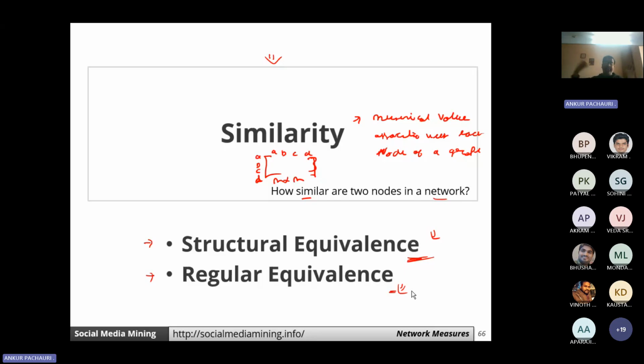They may not be connected. I may not be connected to him, I may not be connected to his neighbors, nor are his neighbors connected to my neighbors. But both neighborhoods have a similar structure. That type of equivalence is called regular equivalence.